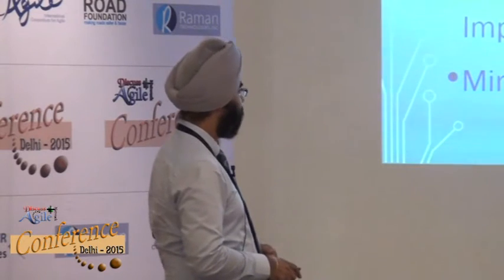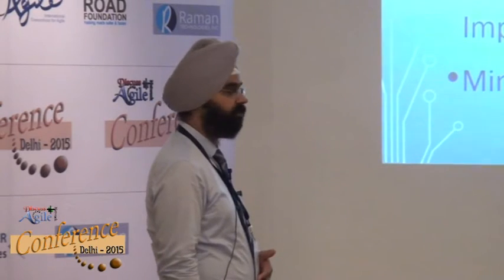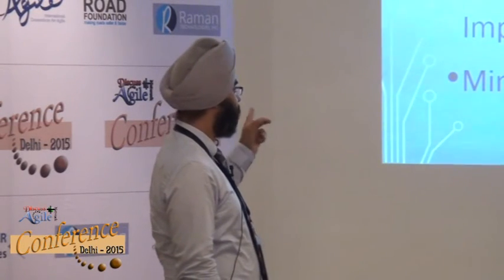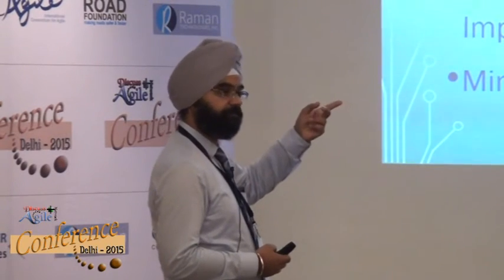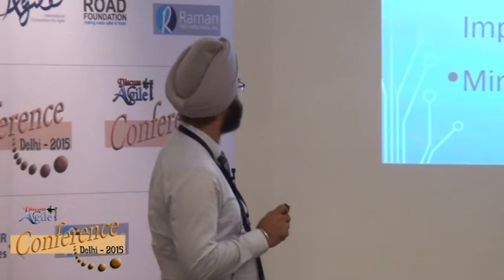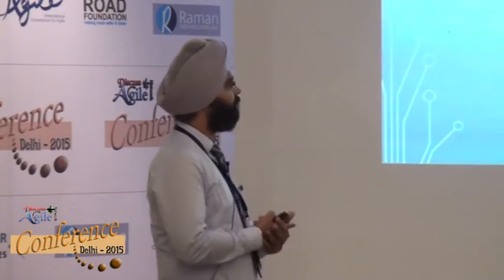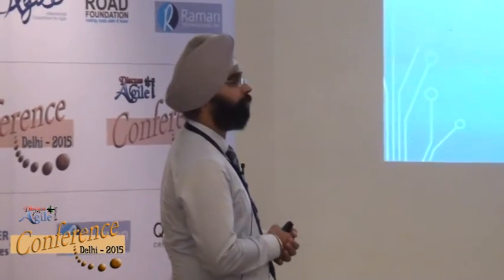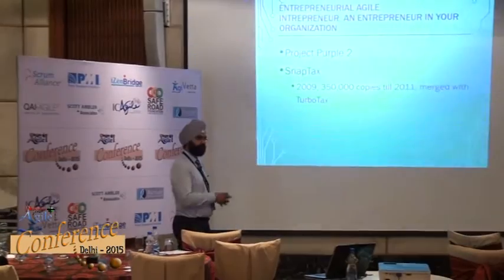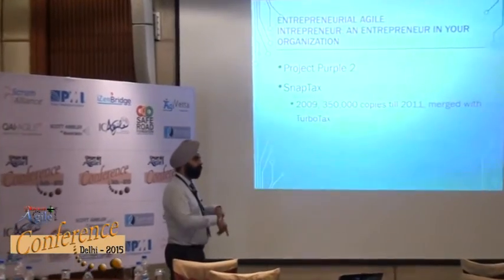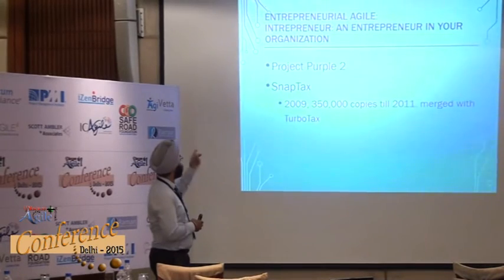So next is minimum viable product. We know it, a typical agile term, minimum marketable feature. So in entrepreneurial agile, the minimum marketable feature or minimum viable product is based upon the management strategy. You can have one entrepreneurial effort in your organization. There is one person who is an employee of the company but thinking entrepreneurially. So we call it entrepreneurial.